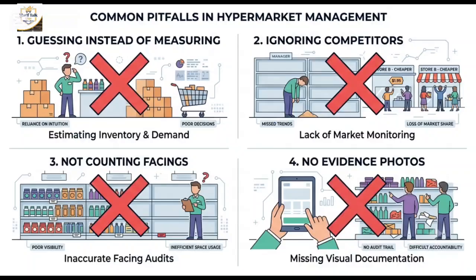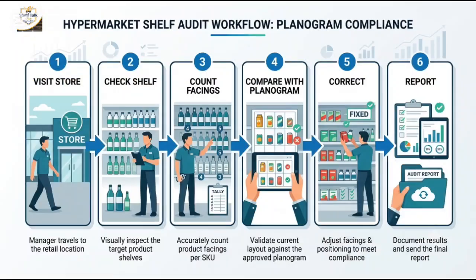Here I would like to discuss a common mistake made by merchandisers. Many new merchandisers simply look at the shelf and assume everything is fine. But professionals don't guess, they measure. So always count the facings, don't ignore competitors, and always remember to take evidence photos. Here you can see in this visual, this 6-step routine should become a daily habit. It only takes a few minutes but protects your brand's visibility and sales.